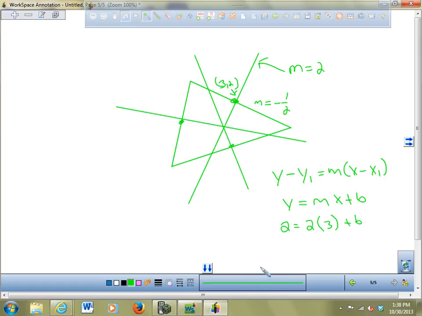Now you have 2 equals 6 plus b, and then I'm going to subtract 6 from both sides, so what's b equal to? -4. b equals -4, and then you could take that and write the equation of this line, which is y equals m, which is 2, x plus b, which is -4. You understand that?